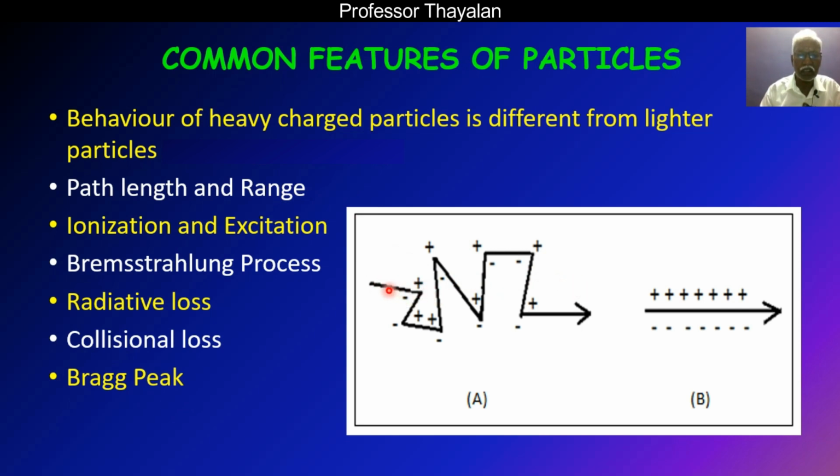Suppose you take an electron as shown in figure A, the electron will travel like this. It undergoes a lot of scattering. So the range is only from this point to this point. The path length is the actual distance traveled by the particle. So the path length of the electron is higher than the range. Suppose you take a heavy charged particle, the path length is equal to the range. This is because heavy charged particles go in a straight direction without undergoing any scattering.